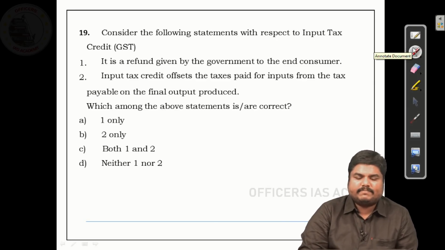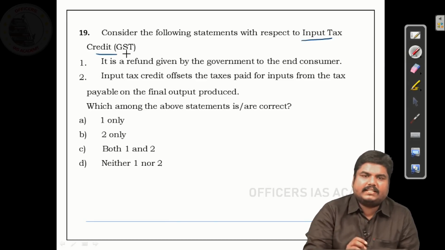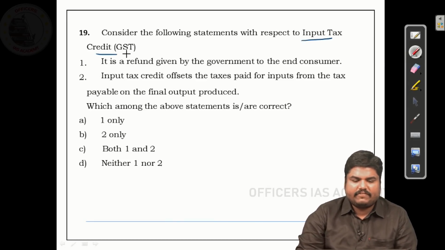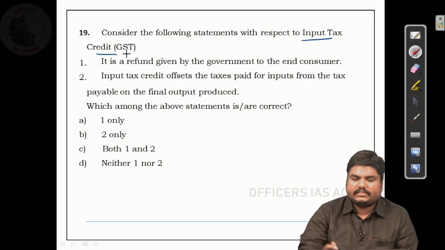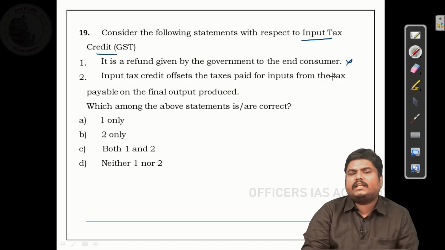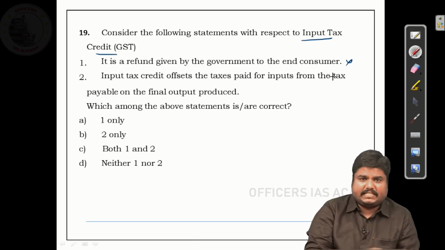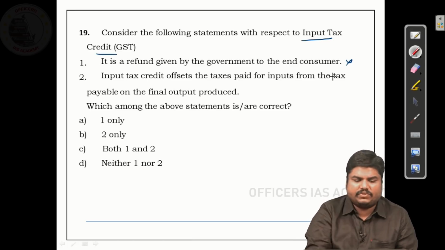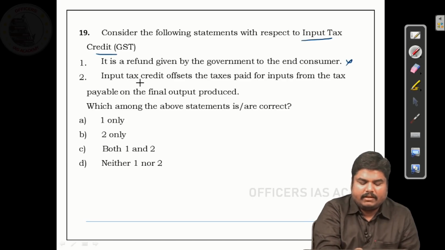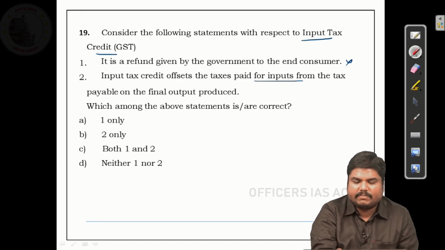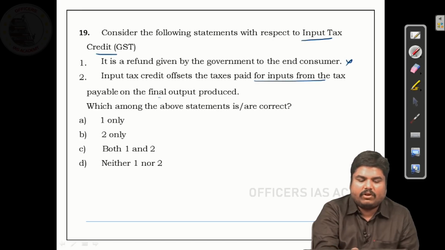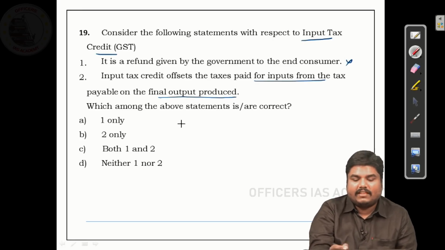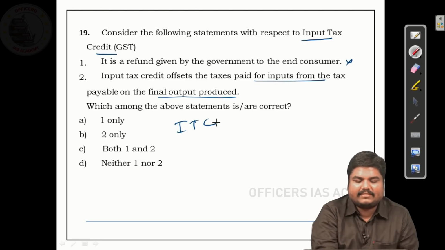So, consider the following statements with respect to input tax credit. Input tax credit. It is a refund given by the government to the end consumer. It is not a refund given to the end consumer, rather it is a refund given to the business firm in the supply chain, and it is expected that that business firm will be passing on the benefit to the consumer. So, statement 1 is wrong. Input tax credit offsets the tax paid for the inputs from the tax payable on the final output produced. Of course, yes, that is why we call it input tax credit.